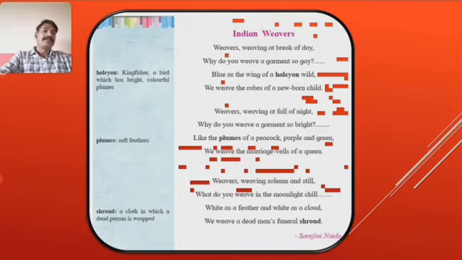Thereafter we'll go to the second stanza. Weavers weaving at the fall of the night, why do we wear garments so bright? Like the plumes of the peacock purple and green, we weave the marriage bells of a queen.